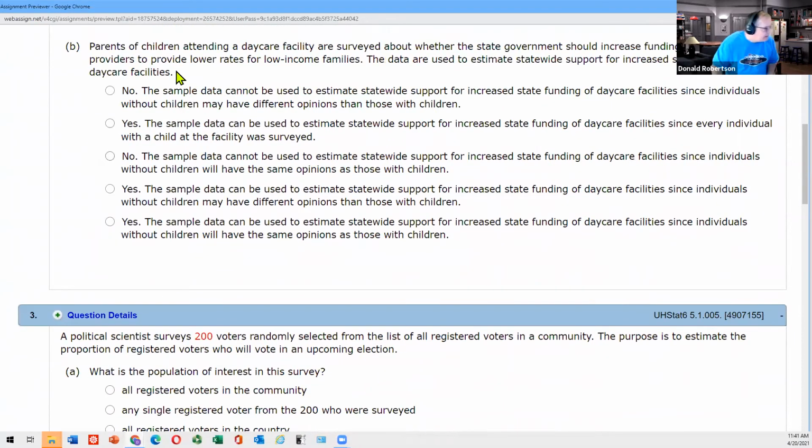Now, parents of children attending a daycare facility are surveyed about whether the state government should increase funding to daycare providers to provide lower rates for lower income families. The data is then used to estimate how much support the state should give, right? So this is only being asked to parents of children attending daycare centers. Do you think that's a good sample to ask that question to?